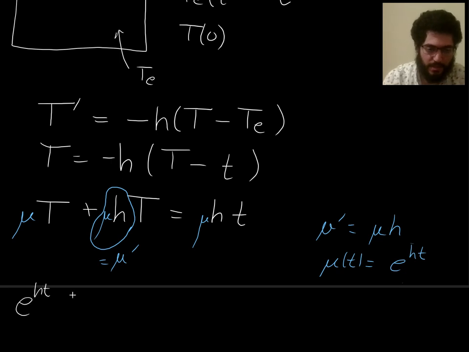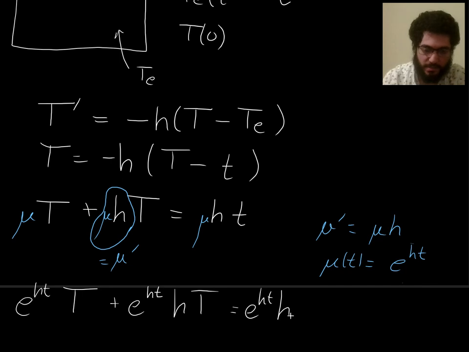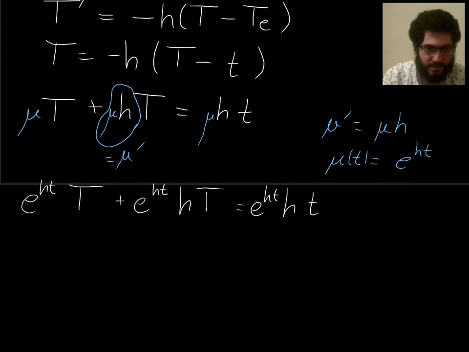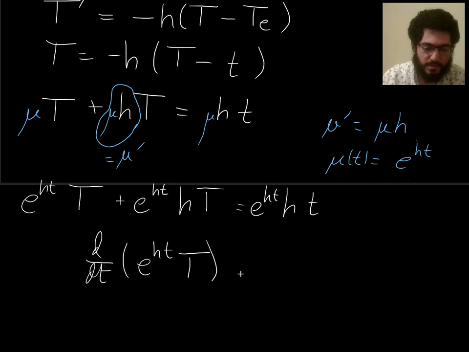So now I'm going to write e to the ht times T prime, plus e to the ht times h times T, equals e to the ht times h times little t. And now I can notice that this is actually d/dt of e to the ht times T. The product rule has been applied to take this derivative and give us this.